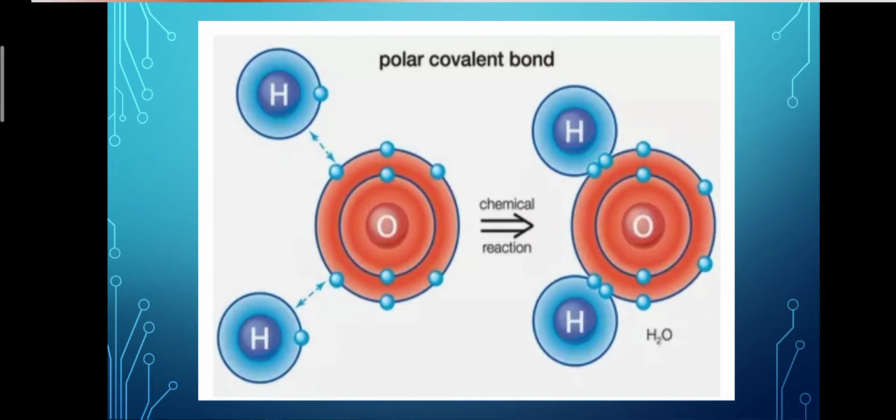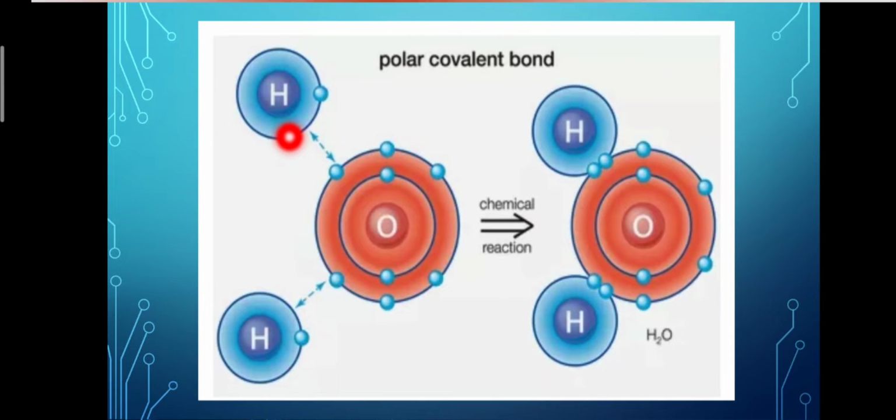There is a polar covalent bond formed between hydrogen and oxygen atoms in a water molecule. A molecule of water consists of an oxygen atom and two hydrogen atoms. Oxygen contains 6 electrons in its outermost shell. It requires 2 more electrons to complete its octet. Hydrogen has 1 electron in its K shell. It requires 1 more electron to complete its duplet.